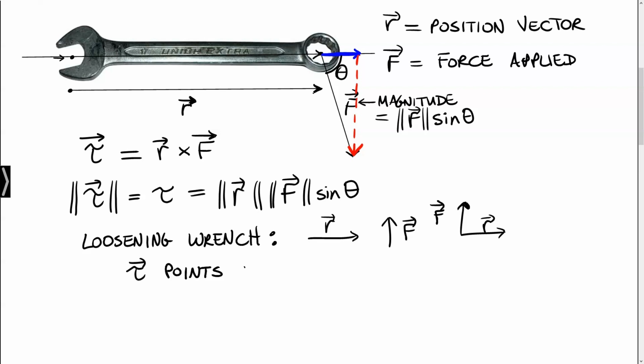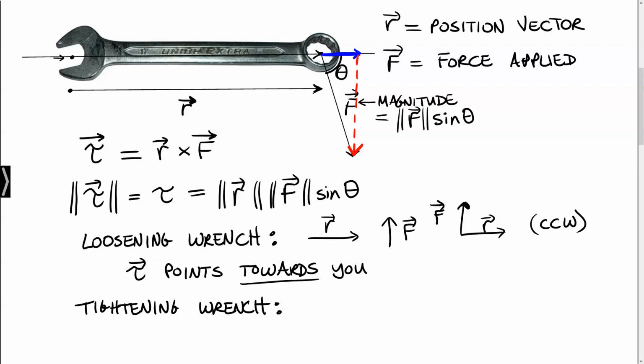So the torque vector points towards you. So if you're looking at a wrench and you're loosening it by going, in this case, counterclockwise, then the right-hand rule would say that the torque vector should be pointing out of the page towards you, should be pointing at you. Okay. Now, what if we're tightening the wrench?